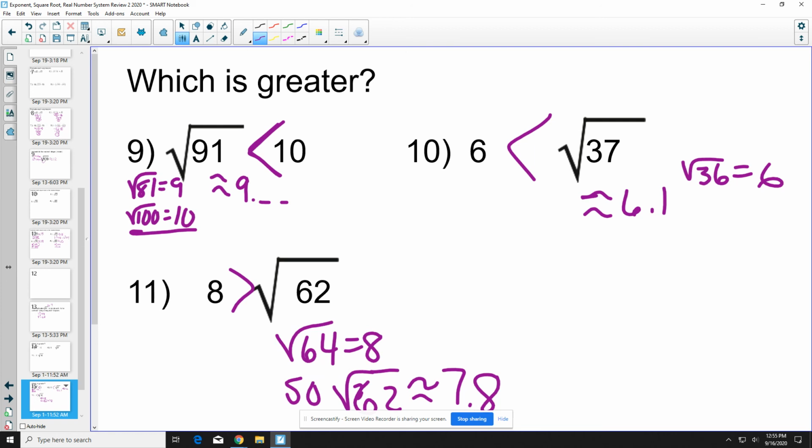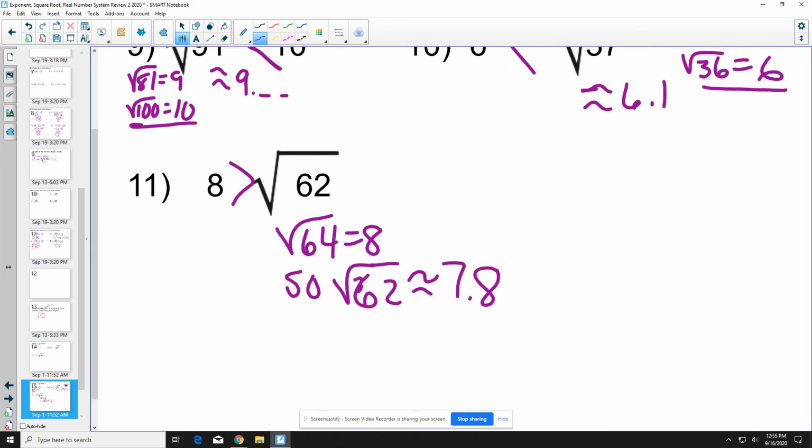Number 10 is also is less than because the square root of 37 is going to be a little more than 6 because 37 is 1 more than 36. So it's like a 6.1. Okay. And number 11, did you have is greater than? 8 is greater than the square root of 62 because square root of 62 is going to be less than 8. It's only like a 7.8 or so because 62 is less than 64.